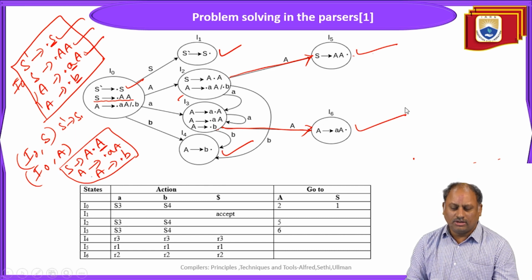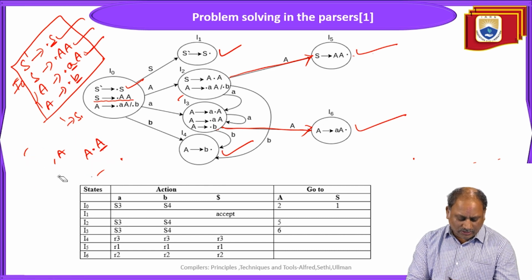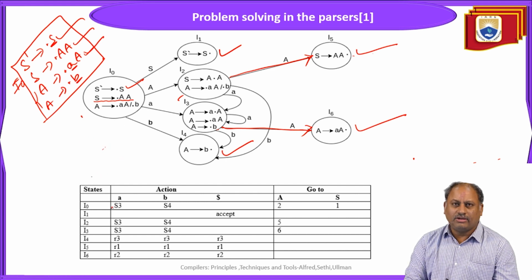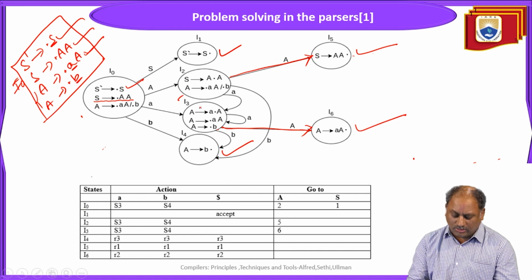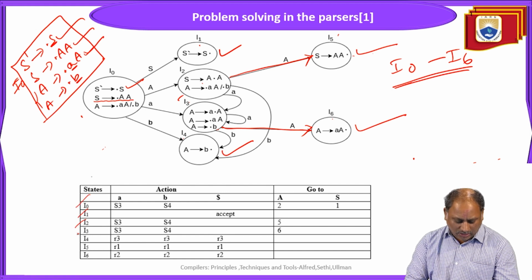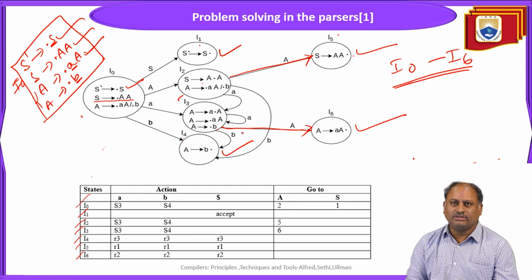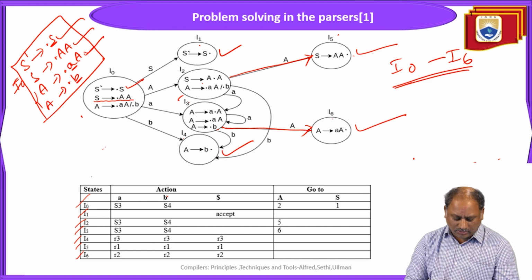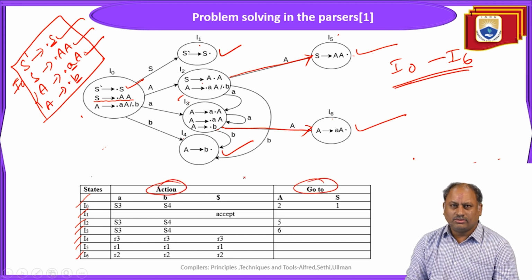I6 is also at the end. Now after completing this, we have to write the parse table with rows and columns, where the rows are described by the states. How many states did we get? I0 to I6: I0, I1, I2, I3, I4, I5, I6. These states are written row-wise. Now we are going to write two columns: one is the action column, and another is the goto column. So what does the action column denote?